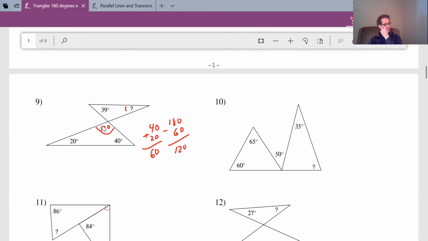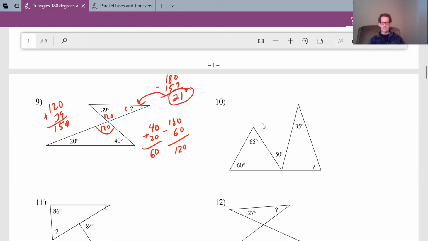Now remember my theorem, vertical angles are congruent. These two angles are the same. So if this is 120, then this has to be 120. But I'm trying to get over here. So I'm going to do 120 plus 39. I'm going to get 159 for the sum of these two angles. So if I subtract that from 180, I'm going to get this missing angle. So 180 minus 159 is going to be 21. So this missing angle right here is going to be 21 degrees.